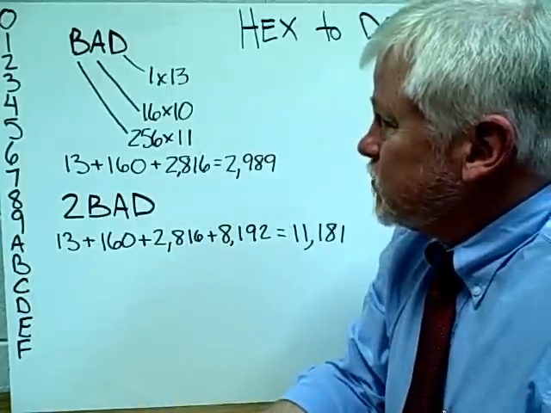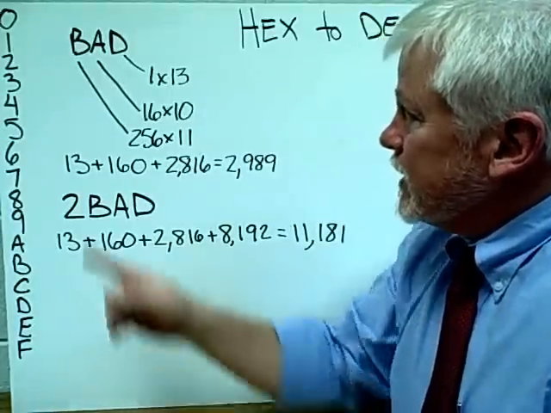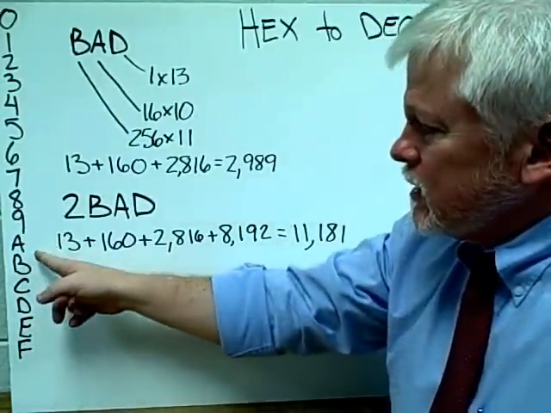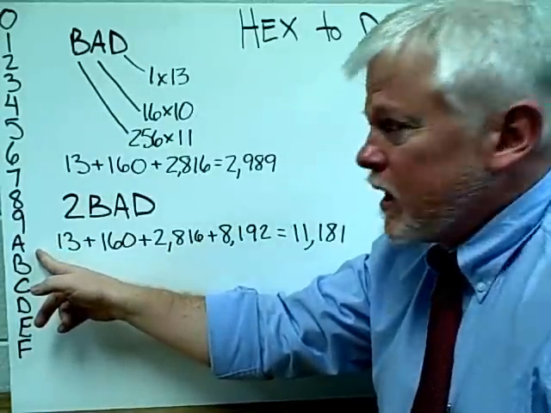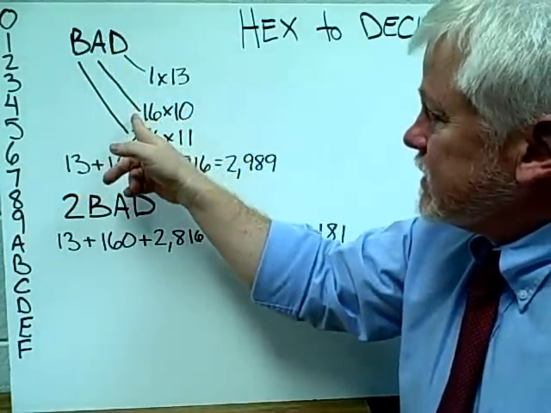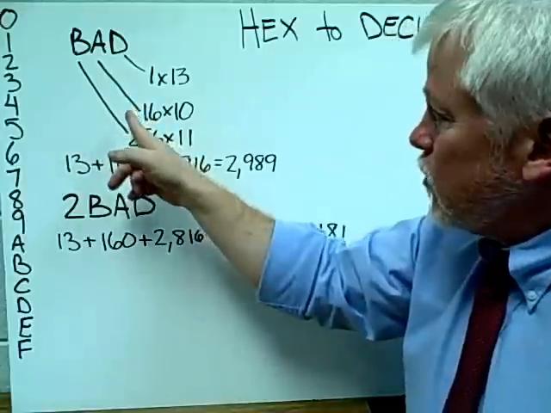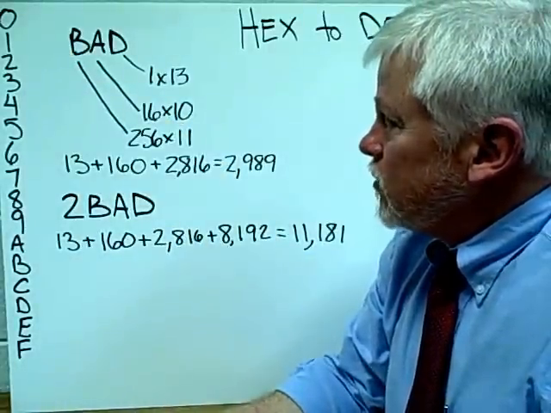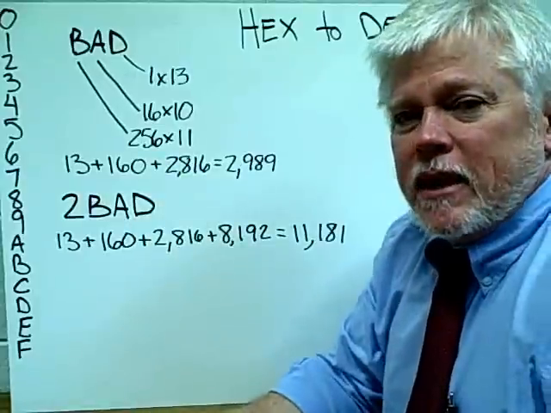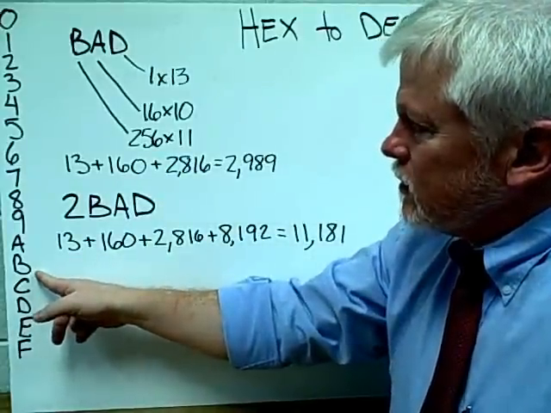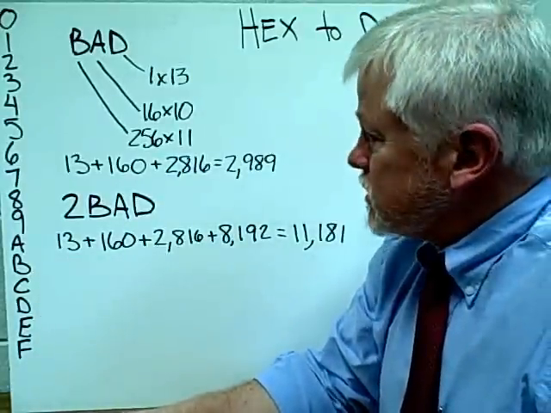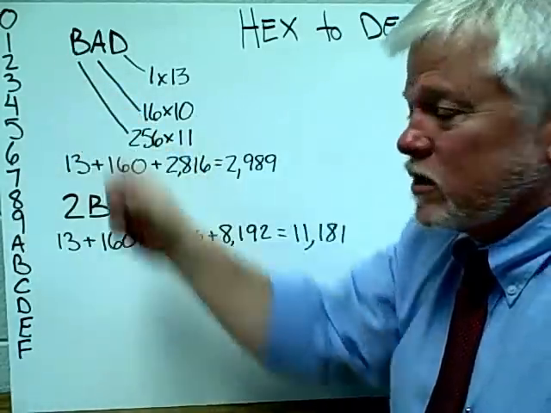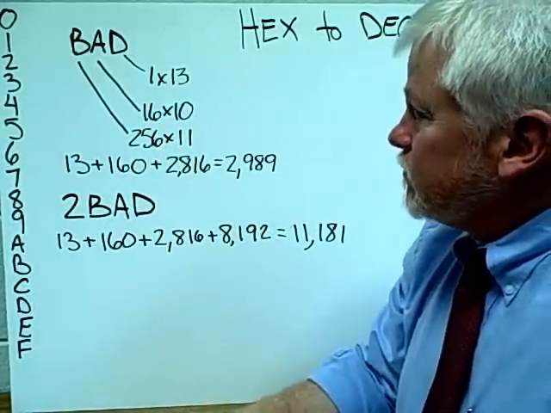The next place I have in my base 16 is the letter A. Remember, the letter A in base 16 is actually, in the decimal system, the number 10. So that would be 16, or 16 to the first power, times 10. And then the first digit in our hex number is a B. Remember that the B is the number 11 in the decimal system. So now I have 256, or 16 to the second power, times 11.